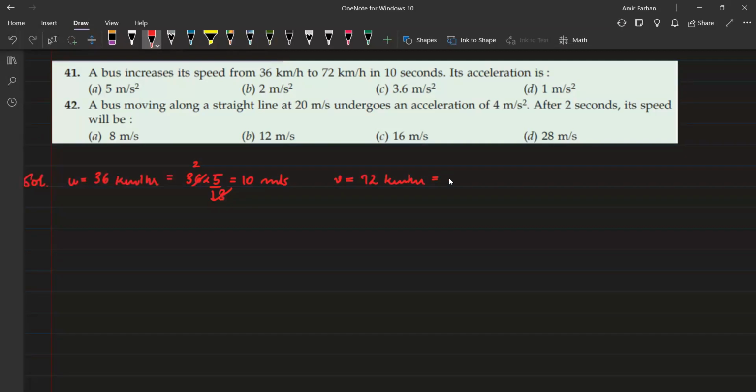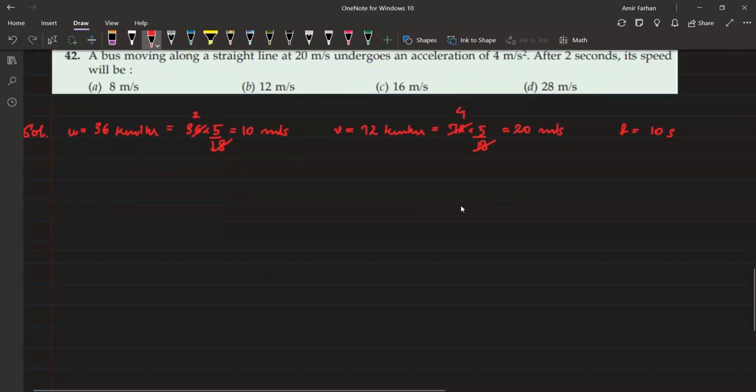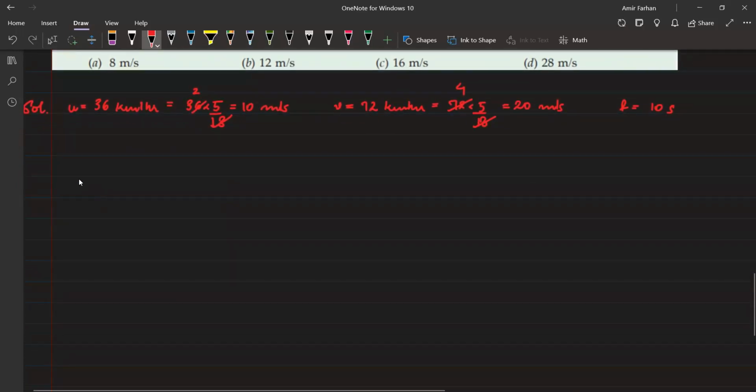kilometer per hour. So that is 72 into 5 by 18. So this cancels 4 times. So that is 20 meter per second. The time given is 10 seconds.